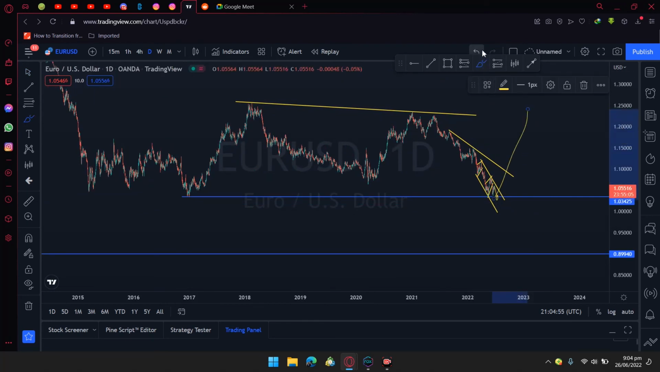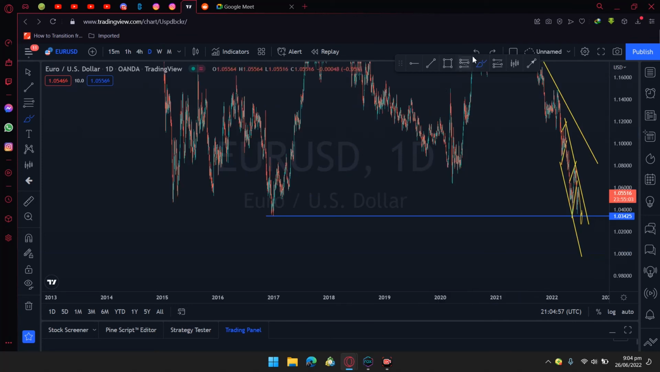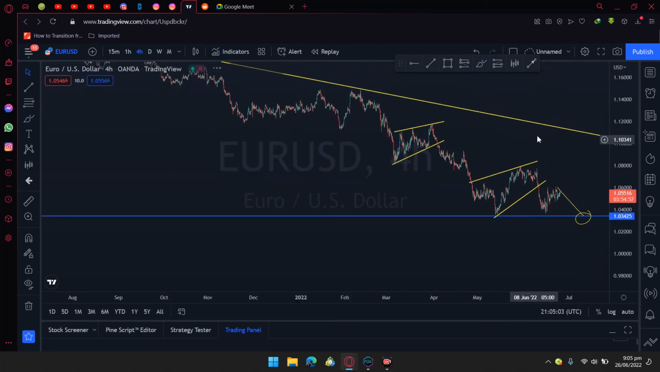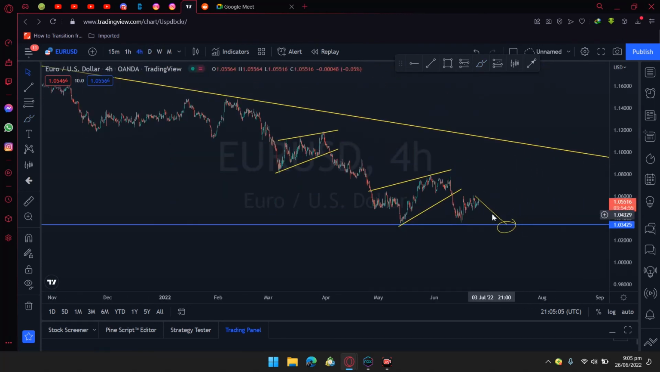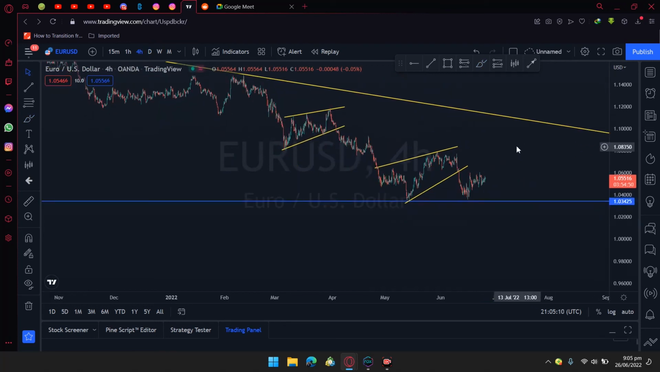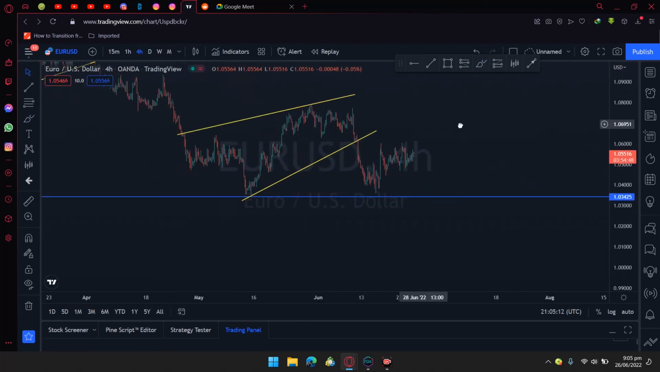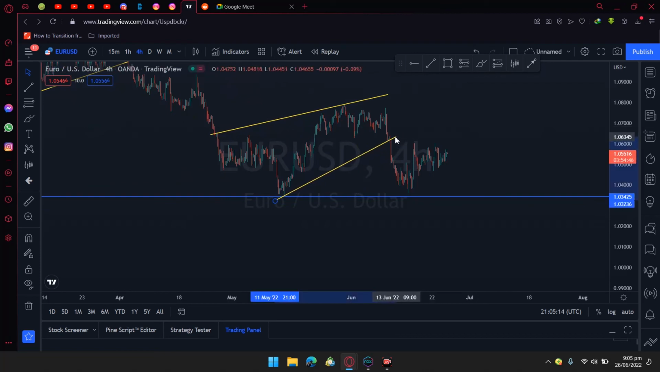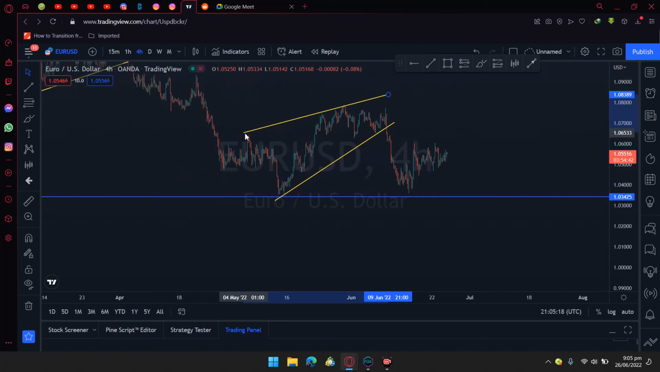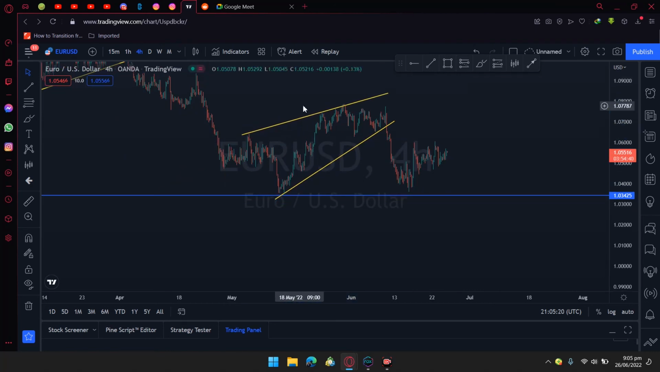Okay, but this will unfold in the upcoming weeks. So let's just focus on what is currently happening now. What is currently happening now is this price action. That is what's happening, and that's what we're focusing on now.